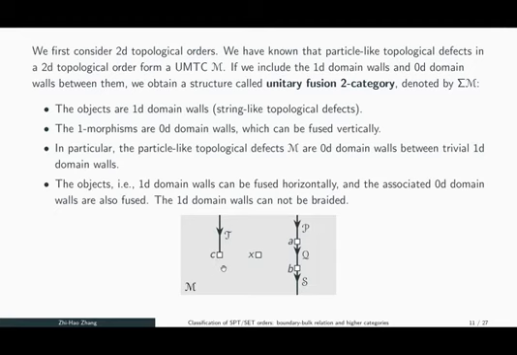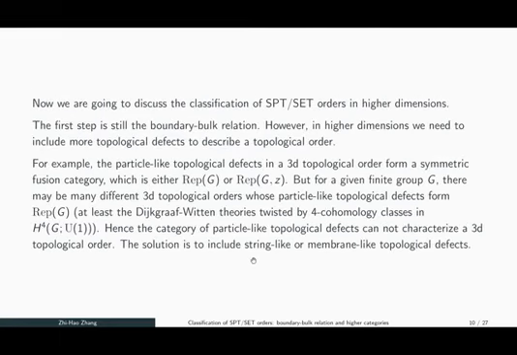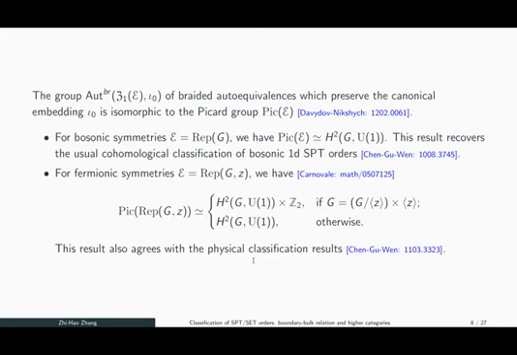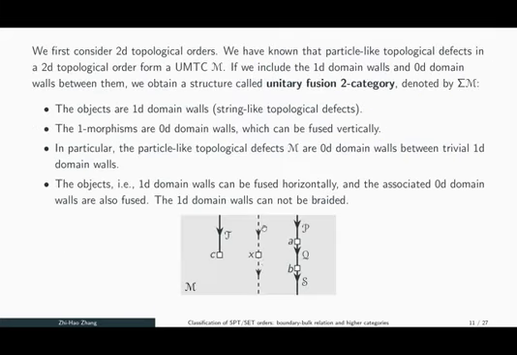Here, the trivial domain wall does not appear. And here is a particle X. This particle X can be viewed as the domain wall between two trivial domain walls. So all particle-like topological defects can be viewed as 0D domain walls between two trivial 1D domain walls. So they also appear in this fusion 2-category.